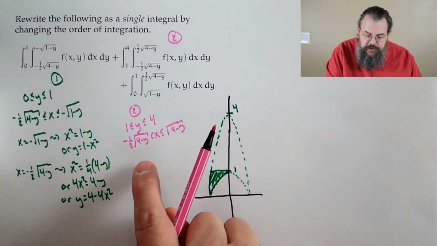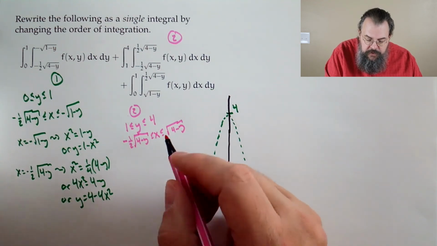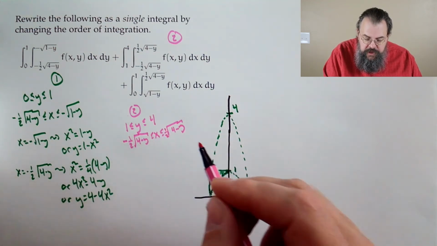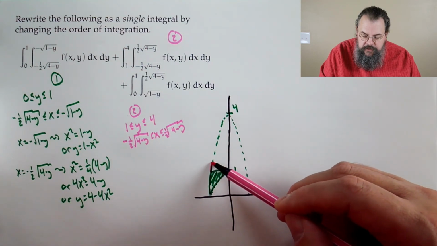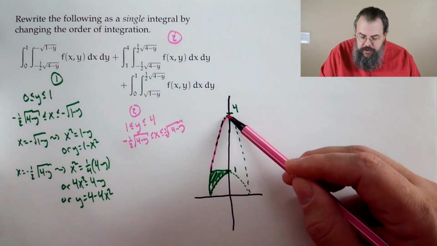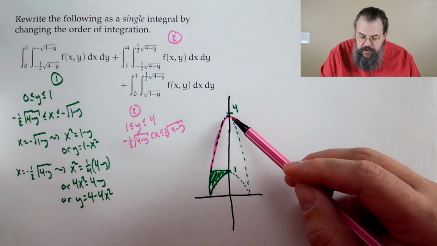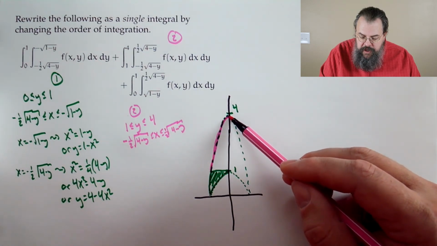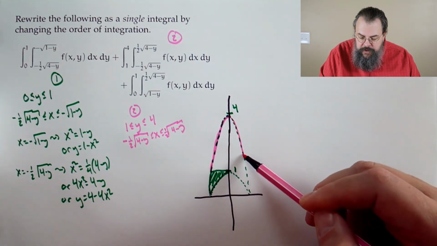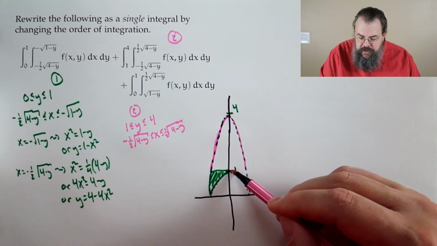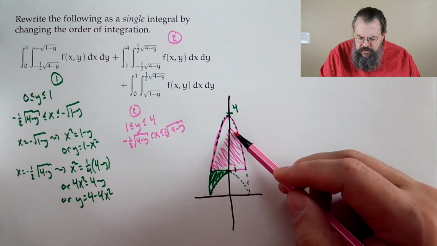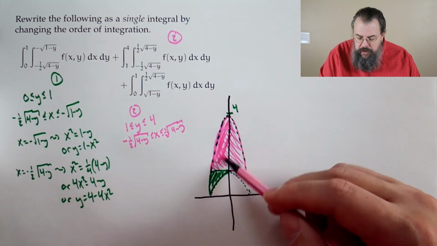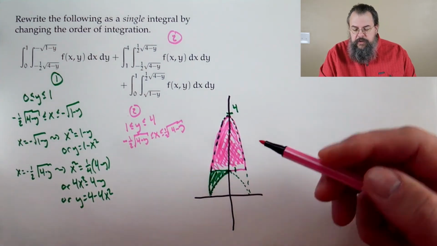But wait, we already have these curves. Whoops, I forgot a half here. See, the minus a half square root of 4 minus y, that's this curve. I'm going from 1 up to 4. And then here, we're going to have the positive 1/2 square root of 4 minus y. That's this left-hand side. So the second integral is this piece. All right, great. So there we go.